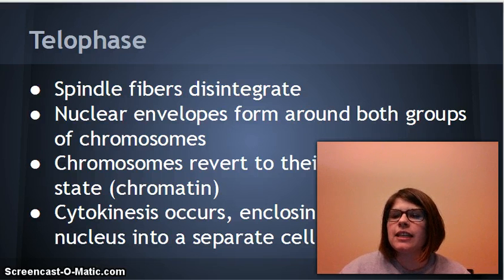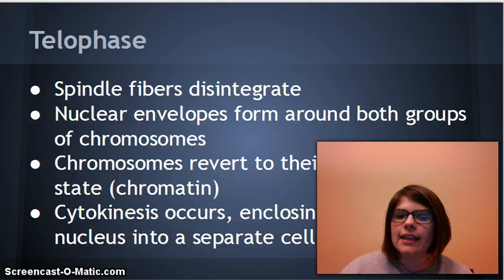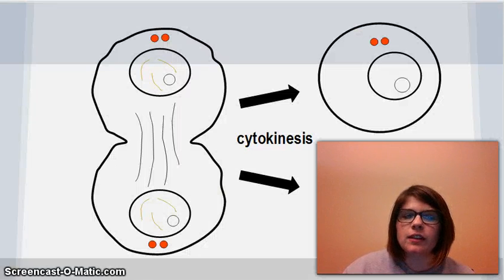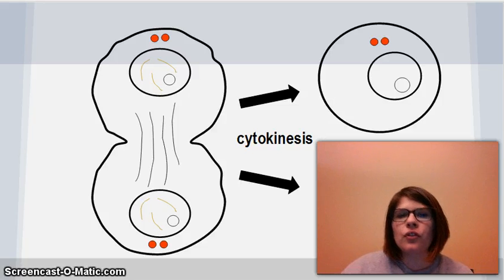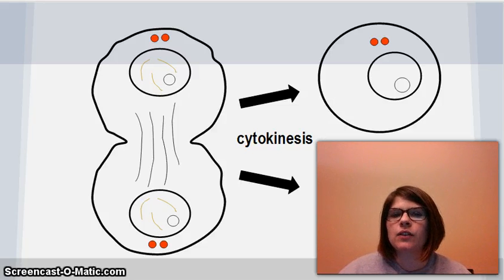And that's enclosing each daughter nucleus into a separate cell. Now remember, I said we could go through mitosis over and over and over again, and we would just have multiple nuclei in one cell if we did not go through cytokinesis. So it's very important to recognize you can go through mitosis without going through cytokinesis.